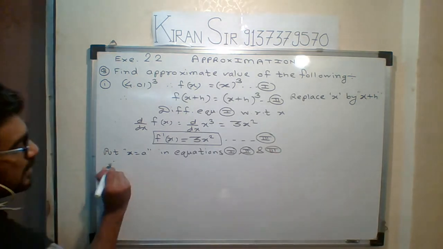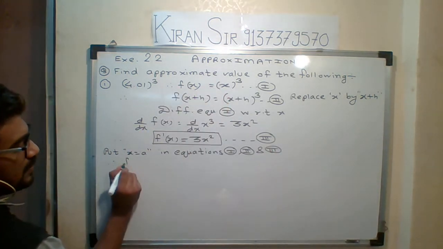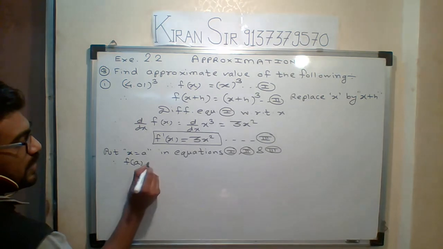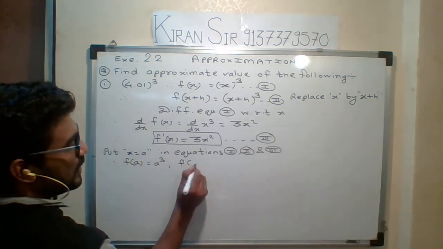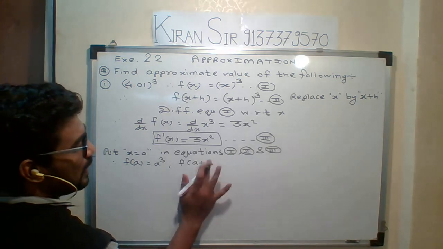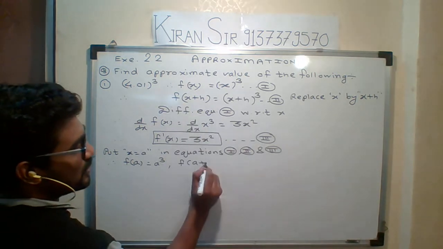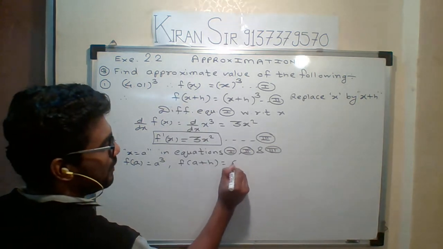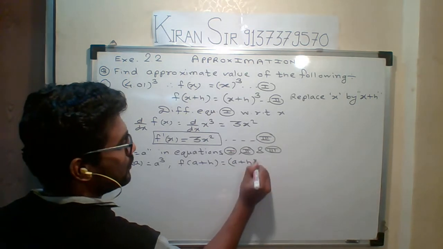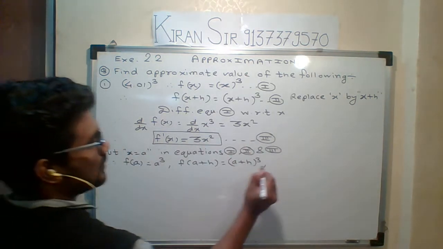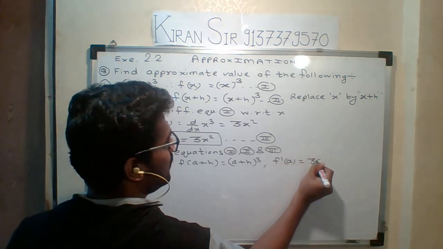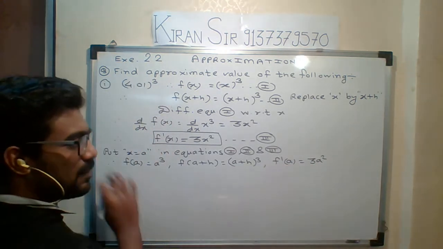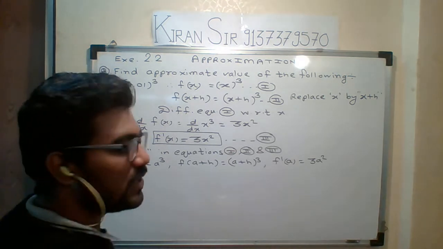तो क्या बन जाएगा नया एक फॉर्मेट? इक्वेशन नंबर 1 का लेफ्ट हैंड साइड f of x, उसकी जगह पे f of a लिखूंगा, तो यहाँ पे आएगा a क्यूब. उसके बाद f of a plus h, that is second equation, तो यहाँ पे भी आएगा a plus h the whole cube. Next third equation, f dash of x, x की जगह पे लिखेंगे a, यहाँ पे भी आएगा 3a square. सर आपने ऐसा क्यों किया? x की जगह पे a क्यों लिखा?